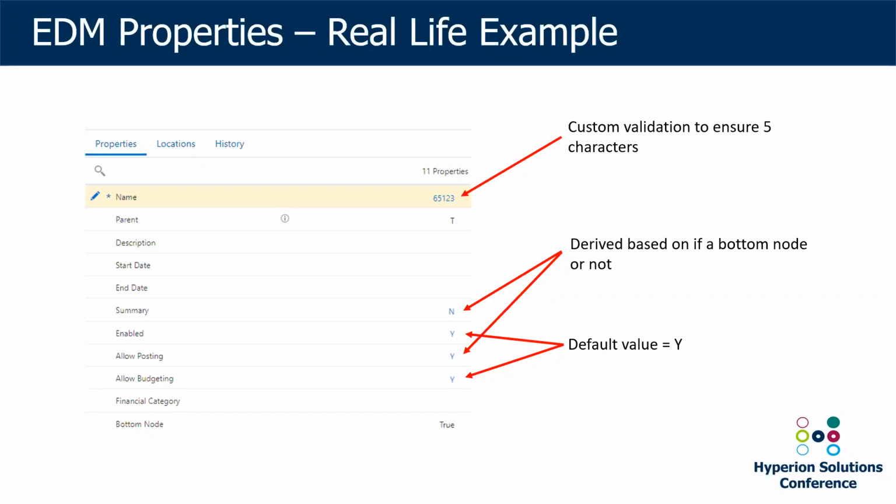Is it a summary node? I defaulted the values to Y for enabled and allow budgeting. So by default, I set it to Y. If 90% of the time these are Ys, they don't have to make a change, right? It's automatically going to be set for them. And then again, we can populate summary and posting based on where it exists in the hierarchy. So hopefully that makes sense.